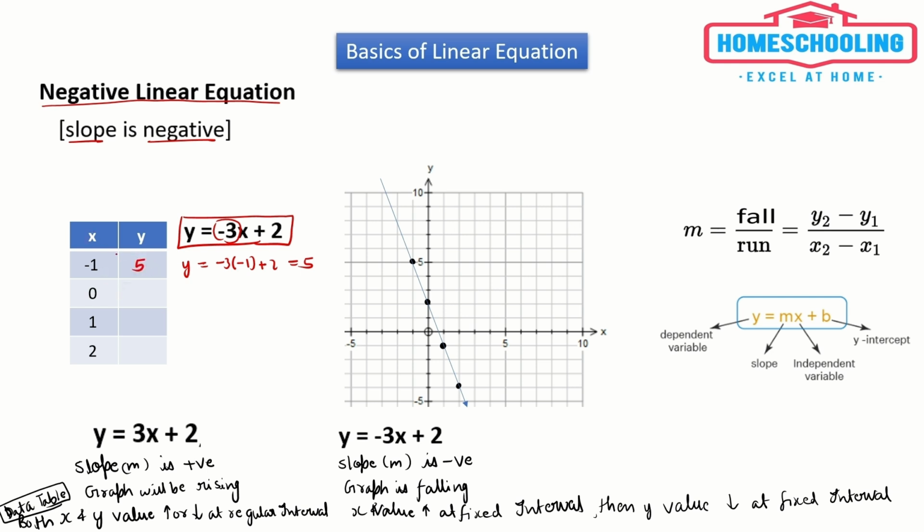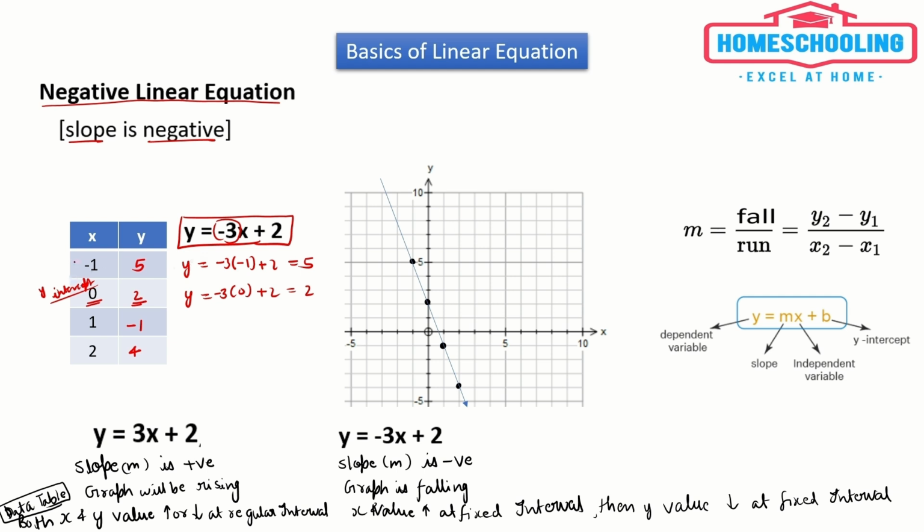Similarly, when x value is 0, so let's put 0 here. So minus 3 times 0, x value is 0. So then y is equal to 2. So this is your y-intercept. Similarly, when x is 1, y is equal to minus 1. When x is 2, y is equal to 4. Now let's put these coordinates on the graph.